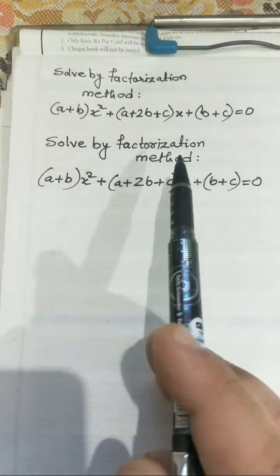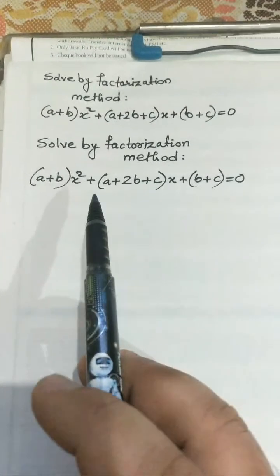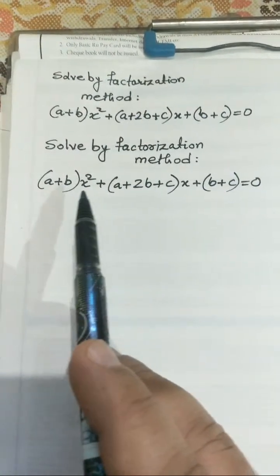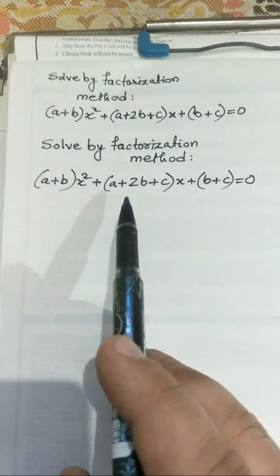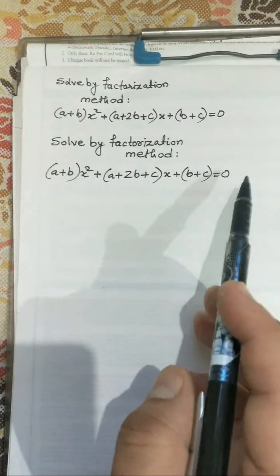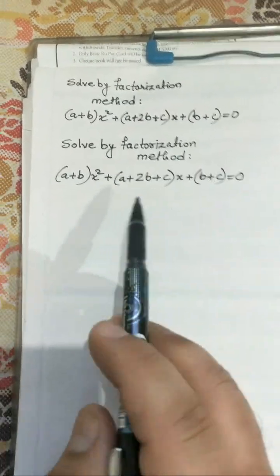नमस्कार दोस्तों। आज फैक्टराइजेशन मेथड से सॉल्यूशन निकालना है एक्स का। ये एक क्वाड्रेटिक इक्वेशन दिया हुआ है (a+b) x² + (a+2b+c) x + (b+c) = 0.